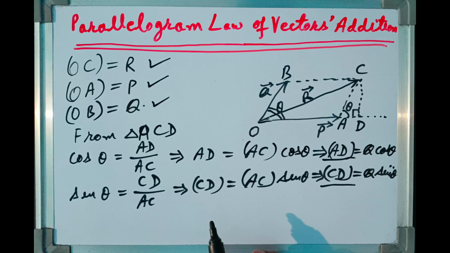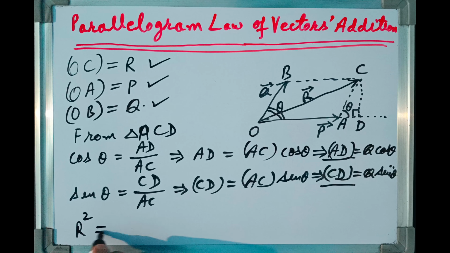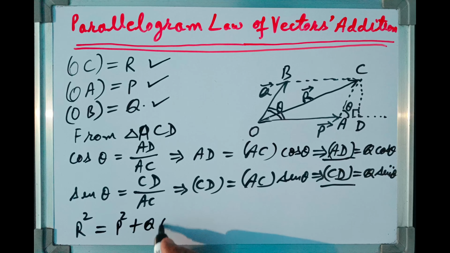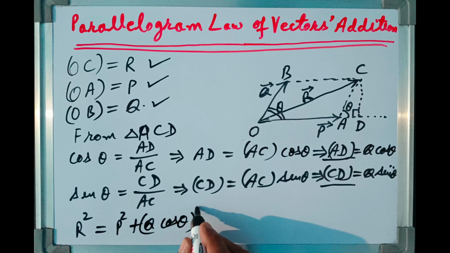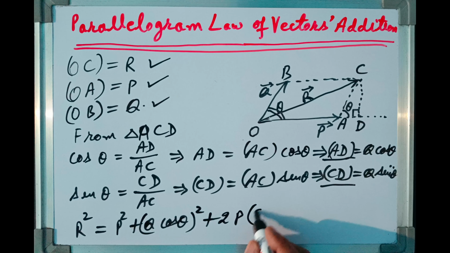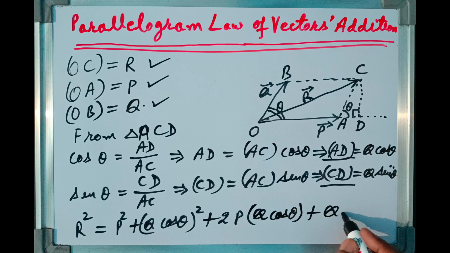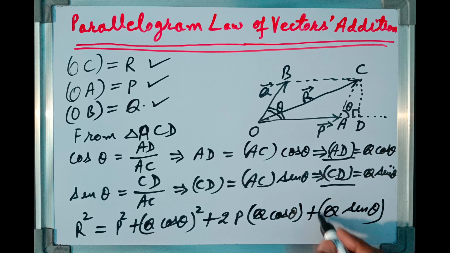In the previous equation for the magnitude of the resultant vector, I will put all these values and get the answer for the magnitude of the resultant vector as R square equal to (P plus Q cos theta) whole square plus (Q sin theta) whole square. Now we have to simplify this right hand side and get our required answer.